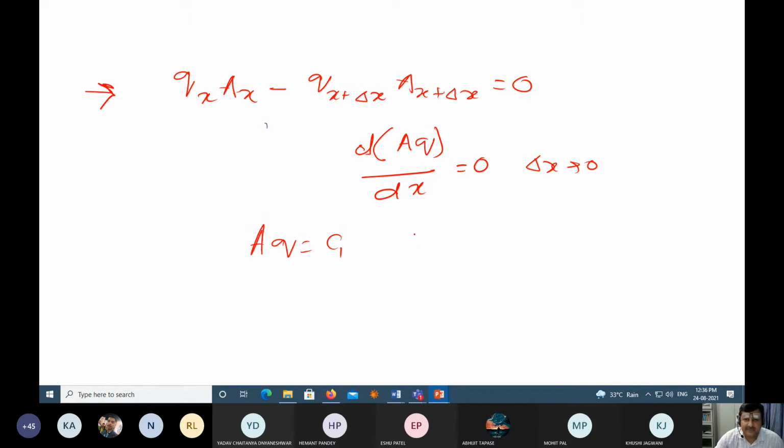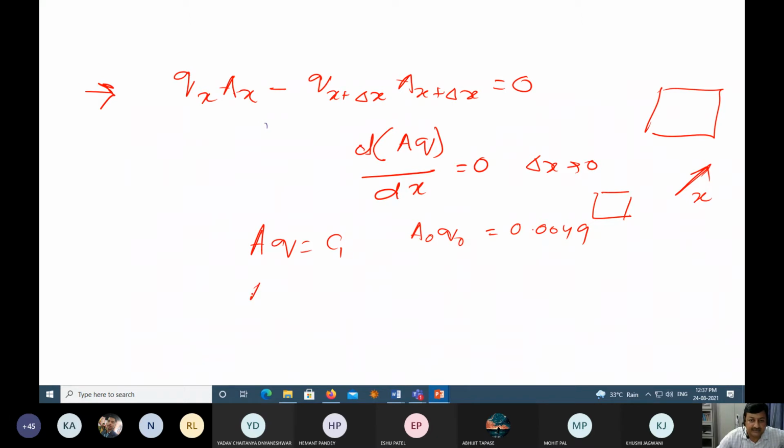How do I get C1? What is my A0, Q0? Just now you have calculated it, right? You're starting from what? A0 is equal to 0.0049. See, you have two rectangular boxes, no? You're starting from here to here and linearly this is changing, correct? So then what does your equation come out to be? The equation turns out to be AQ equal to A0 Q0, right?